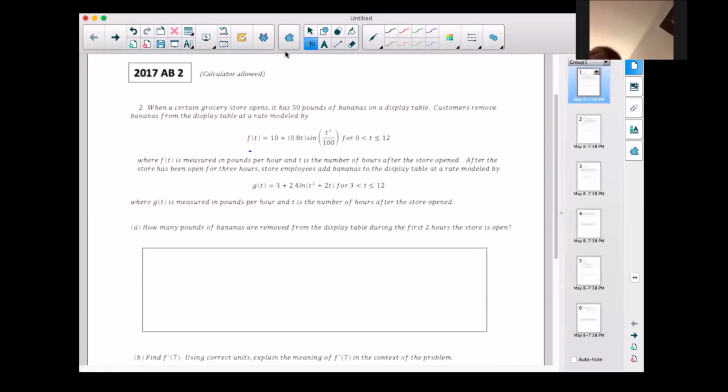After the store has been open for 3 hours, store employees add bananas to the table at a rate modeled by g of t, where g of t equals 3 plus 2.4 natural log of the quantity t squared plus 2t, for 3 < t ≤ 12. In this case, G is measured also in pounds per hour, and t is the number of hours after the store has opened.